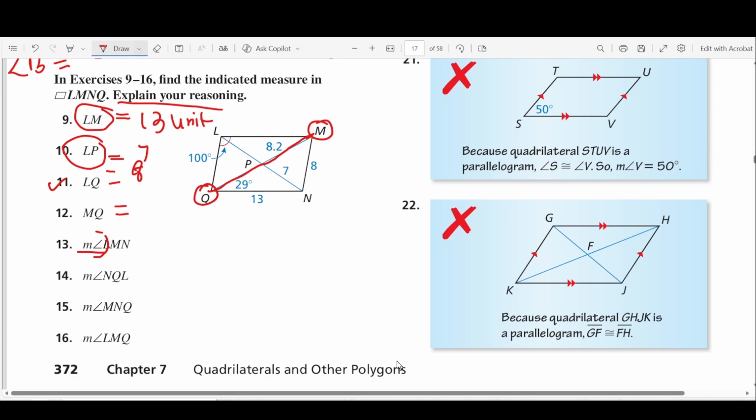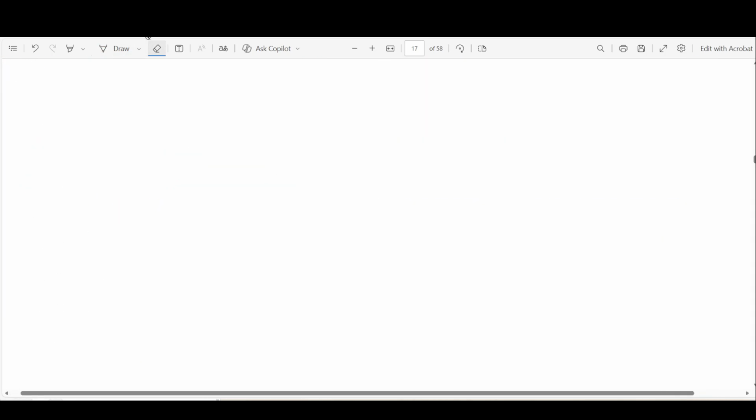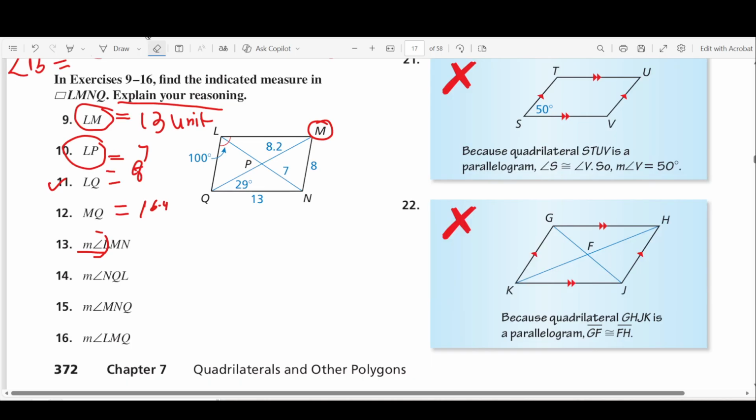8.2. But 8.2 is just MP. This much is 8.2, so another 8.2 makes 16.4 maybe? Exactly. 16.4, okay? Because they both are equal. Because diagonals bisect each other in a parallelogram. So they are equal, right? So we can just multiply it by 2.